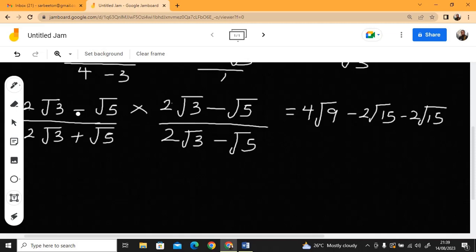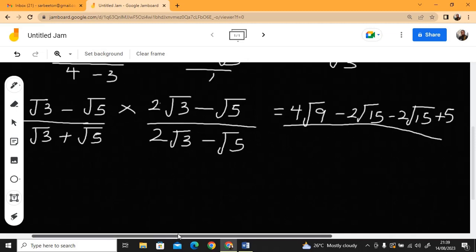Then the last one, minus times minus is what? Is plus. Then root 5 times root 5 is root 25, so you can just write ordinary 5 here according to our rules. Now, instead of me undergoing all this stress, these are conjugates. I can use my formula for conjugate I told you earlier.